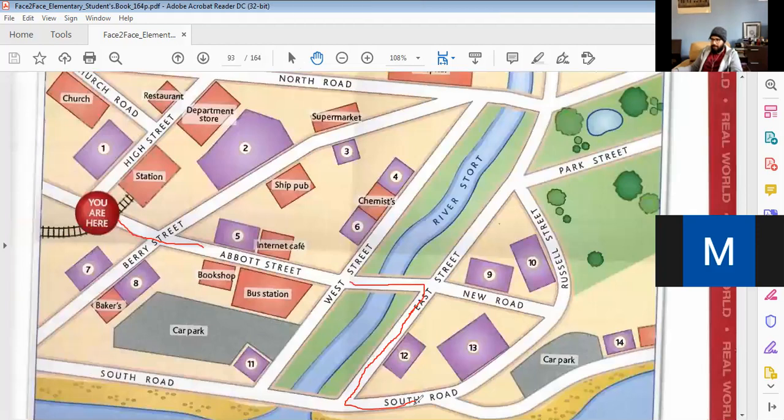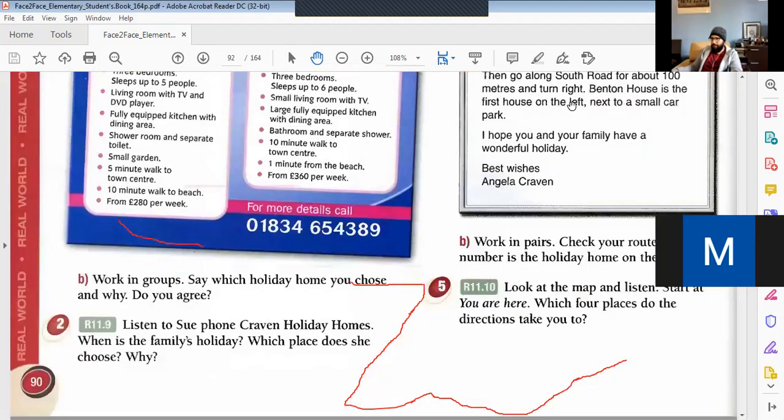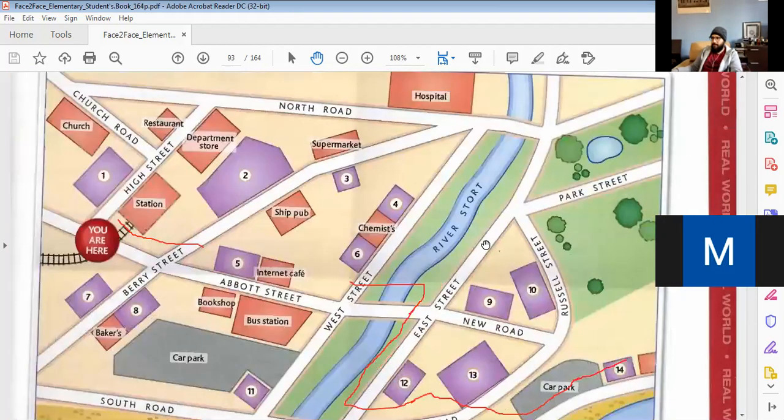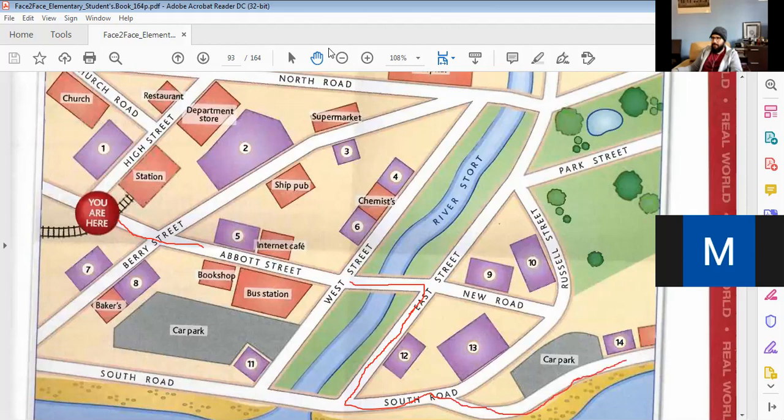So this means here, right? On this road, turn right. Yes. Okay. And then Benton House, it's the first house on your left, right? She said it's the first house on your left. Next to the car park. Yes, number 14. Okay, so this means number 14, right? I think 14. I think you're right. Yeah, I think it's 14 too. So this is maybe Benton House.